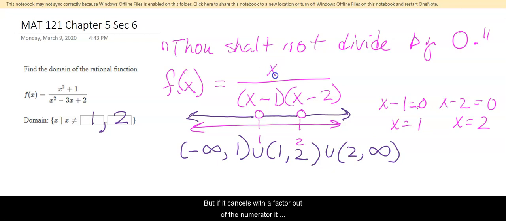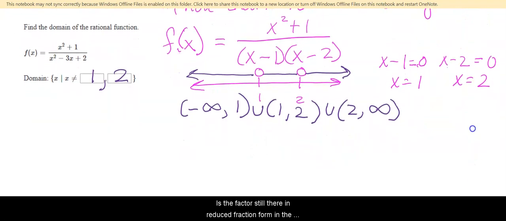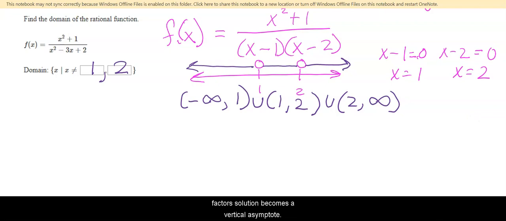But if it cancels with a factor out of the numerator, it becomes a hole in the graph, like a pothole in the road. In this case, however, the numerator x squared plus 1 doesn't factor, which means that the x minus 1 and x minus 2 factor will remain in f in its reduced fraction form. If the factor's still there in reduced fraction form, then the factor's solution becomes a vertical asymptote.